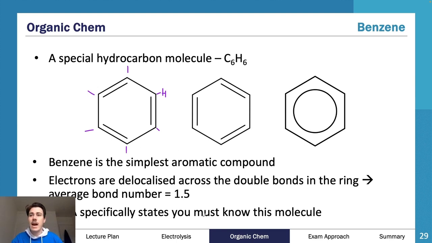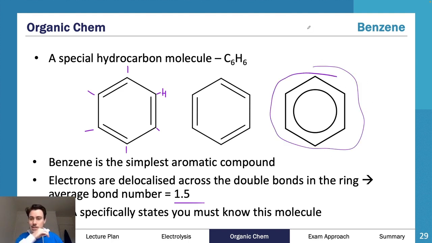So we say that the average bond number is like 1.5 because the electrons here are delocalized, a bit like our sea of delocalized electrons in our metals that we talked about last year. Essentially what's happening here is these bonds are never consistent. They're moving from one to the other. And that's why you'll find a lot of people draw a benzene ring like this, because it sort of instigates that the bonds are always moving. You do need to specifically know this molecule. You do need to specifically know that the bonds are always moving and that it's a C6H6.